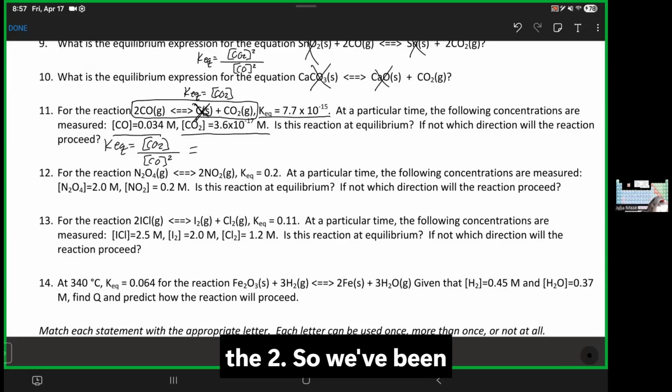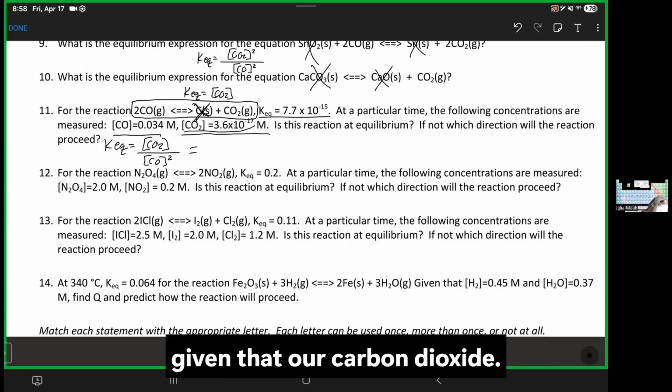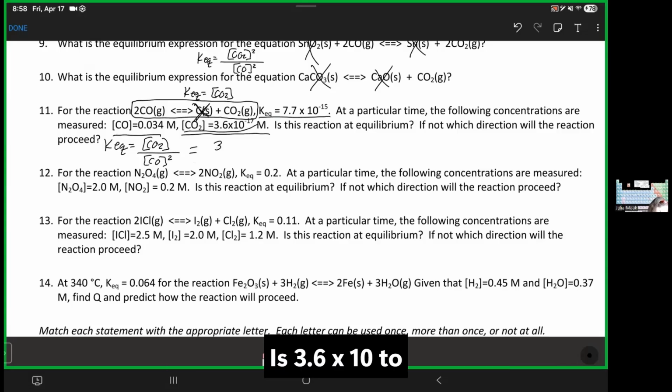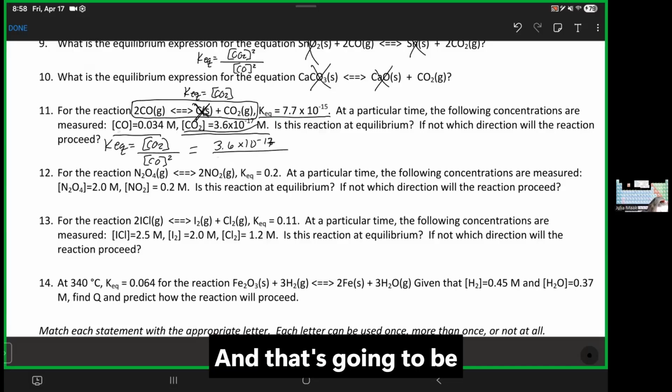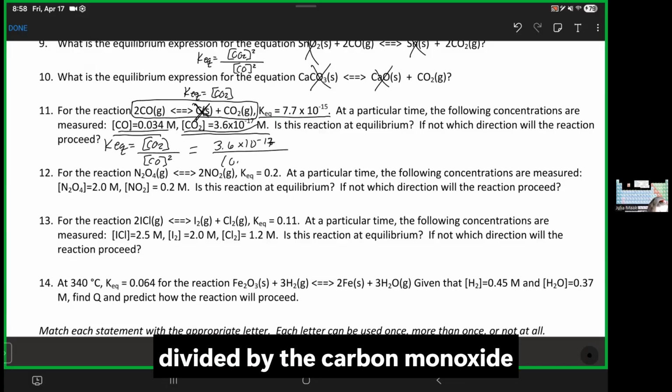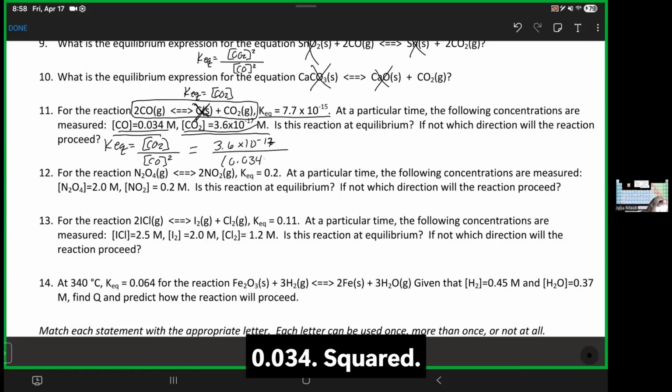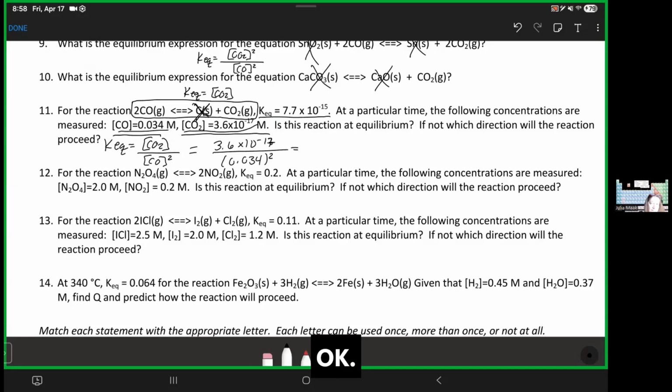So we've been given that our carbon dioxide is 3.6 times 10 to the negative 17. And that's going to be divided by the carbon monoxide, 0.034 squared. Okay.